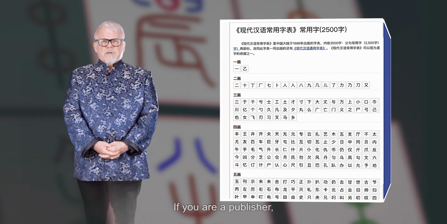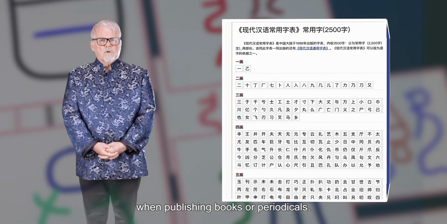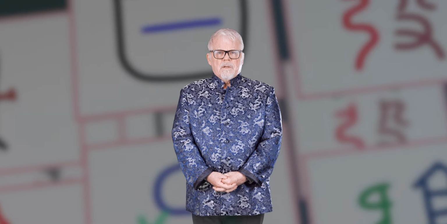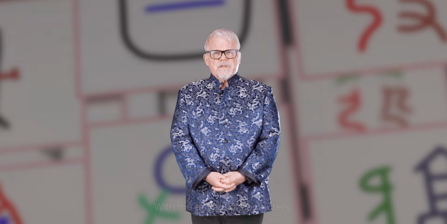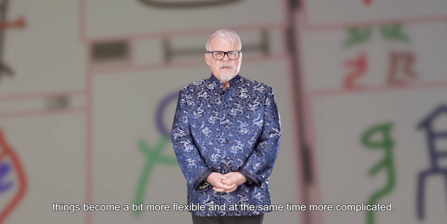If you are a publisher, you will have to follow the above rules when publishing books or periodicals. With the advent of computers, things became a bit more flexible and at the same time more complicated.